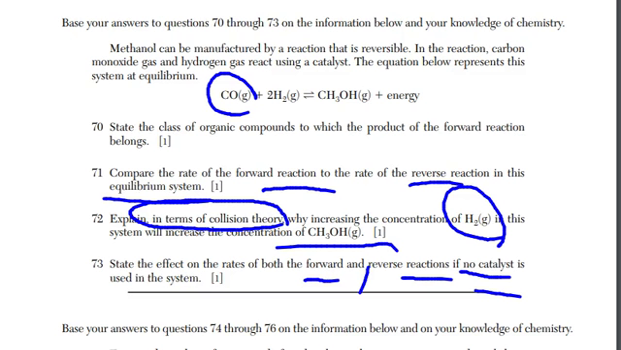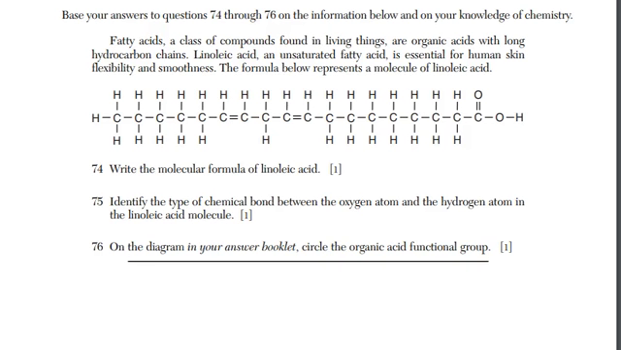They would both be moving slower, or just write slower, or you could say decrease as far as the rate. All right, 74 through 76 has to do with the information here and this huge molecule that you see in front of you. All right, so 74, we're writing the molecular formula for, I'm not really even sure how to pronounce this acid, but we'll just leave it as the acid.